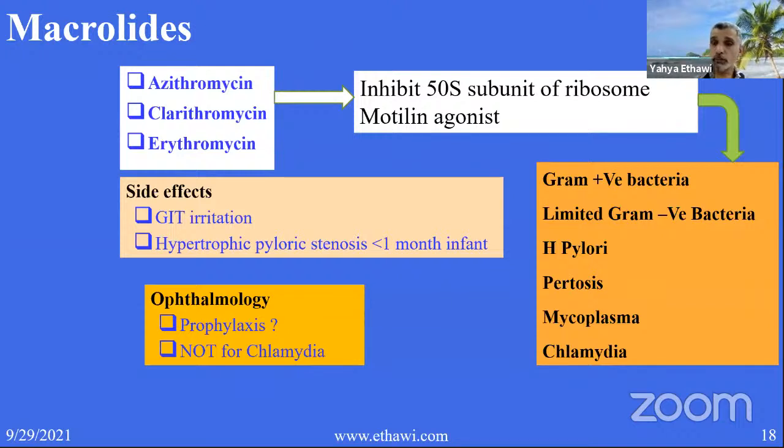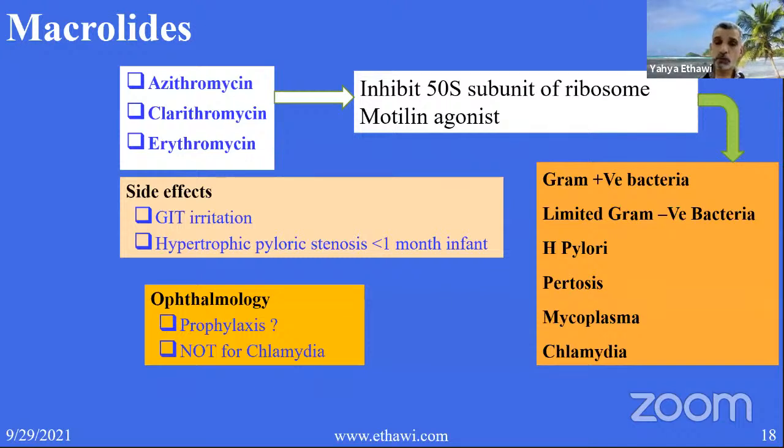They are good for gram-positive bacteria, but they have no good coverage of gram-negative. They are very good against H. pylori and pertussis. They are very good against mycoplasma and chlamydia. They cause very important GIT upset. And as I say, because they increase bowel movement, they are associated with hypertrophic pyloric stenosis in babies less than 1 month.